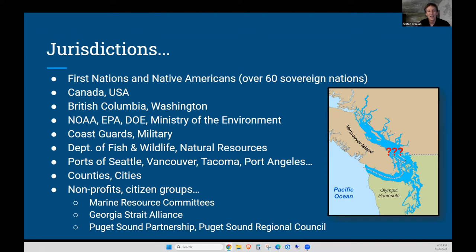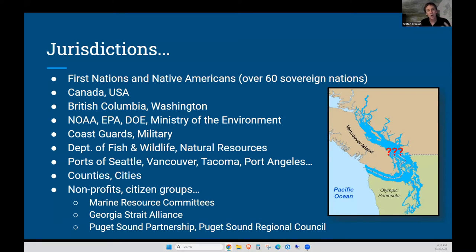So just phenomenally complex, overlapping jurisdictions, overlapping goals and mandates, everything from Greenpeace to the Coast Guard and the military. And through all of this, you have this international border, which, again, the fish don't care, but boy, the people sure do. So it doesn't do much good if one group really cleans up their wastewater treatment if their next door neighbor is not doing as good or better a job.